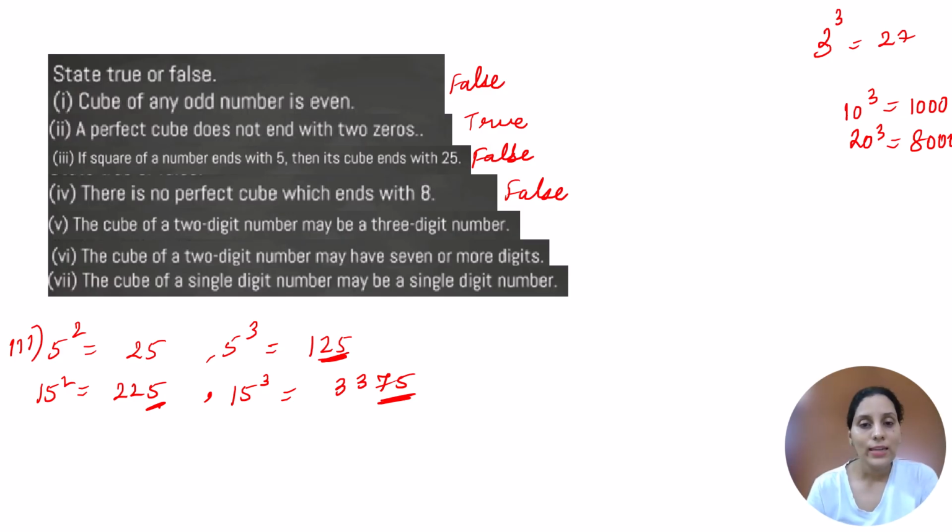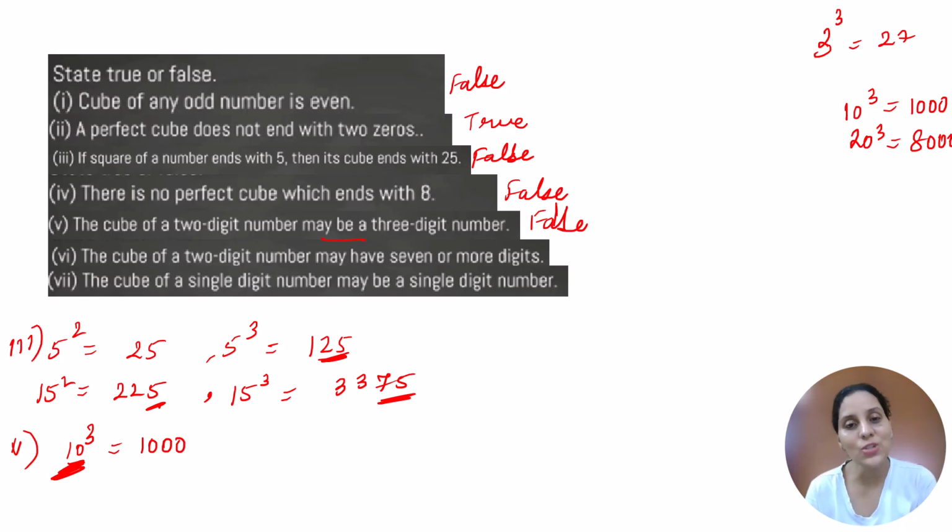Okay, next one, the cube of a 2-digit number may be a 3-digit number. Let me take the smallest 2-digit number, 10. 10 cube is 1000. So here it is given it may be a 3-digit number. No, it is always more than a 3-digit number, because the smallest 2-digit number already gives a 4-digit cube. So this is a false statement.